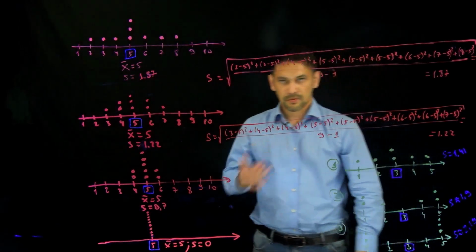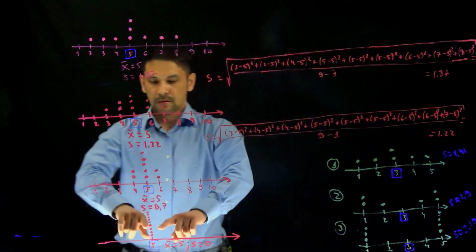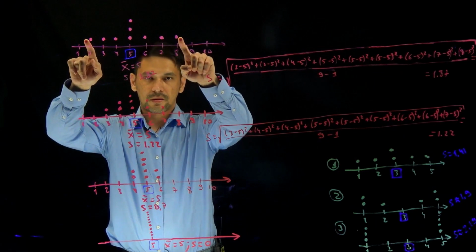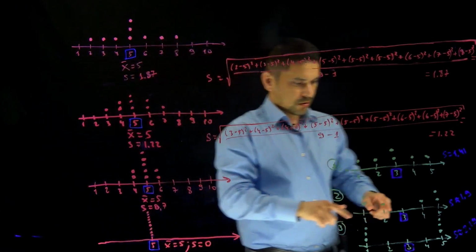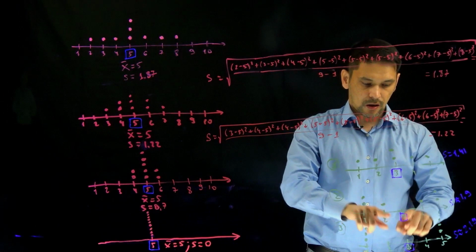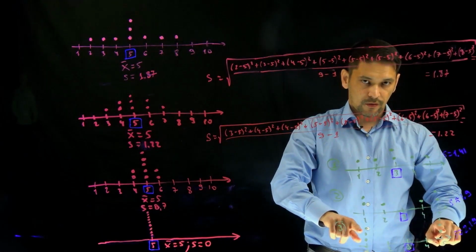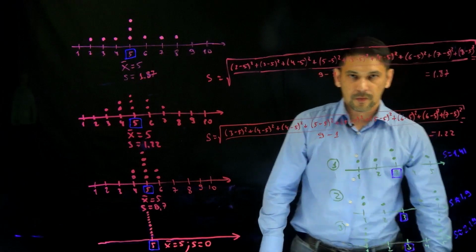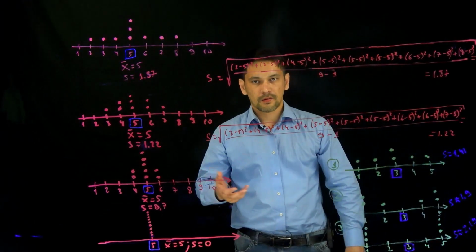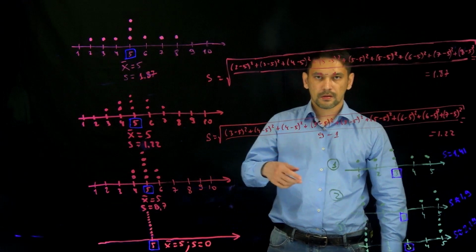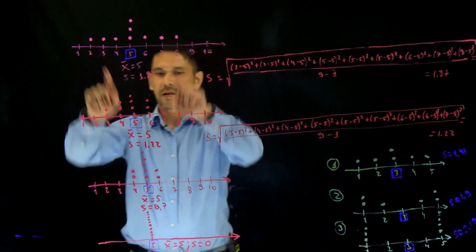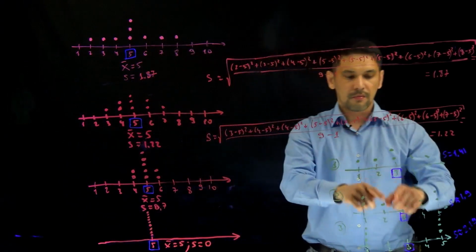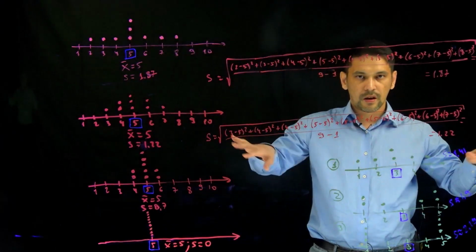So please remember, the bigger is the spread, the greater is the standard deviation. Now, the more people are further away from the center, the greater is the standard deviation. So I guess the size of the standard deviation depends on two factors. The first one is the spread, right? And the second factor is the number of people that are far away from the center.